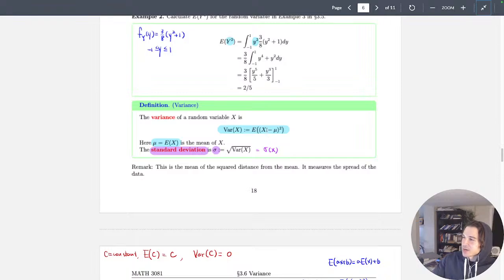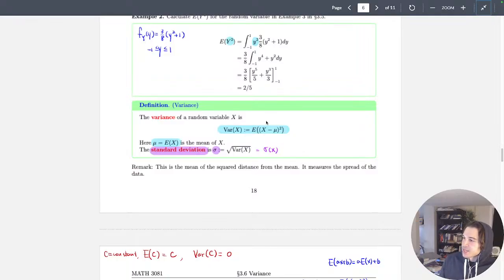Definition: the variance of a random variable X is Var(X), the expected value of (X minus mu) squared. A better way to think about that is the expected value of X squared minus the expected value of X, squared.